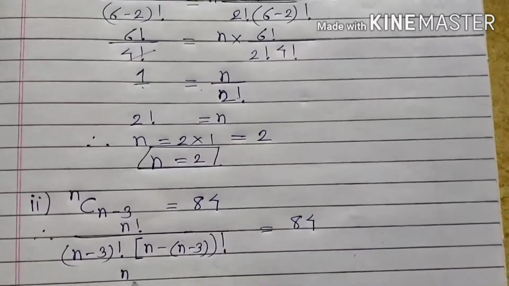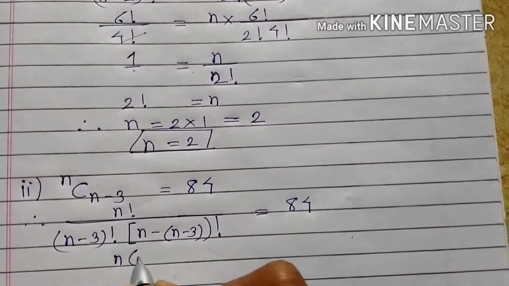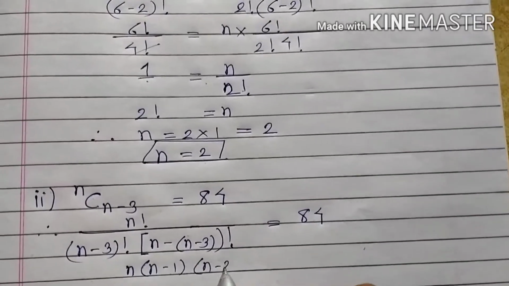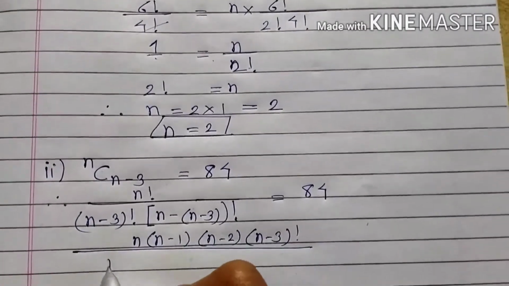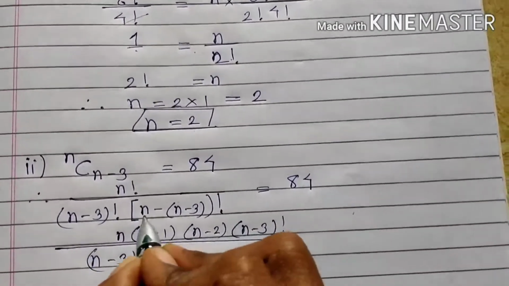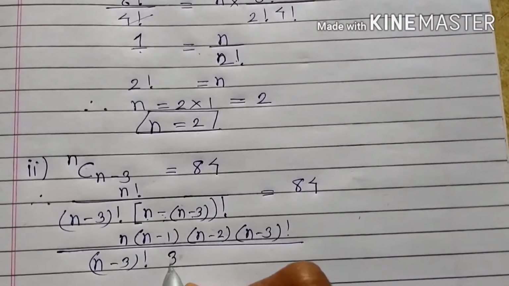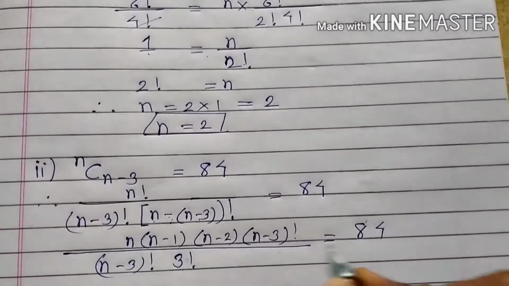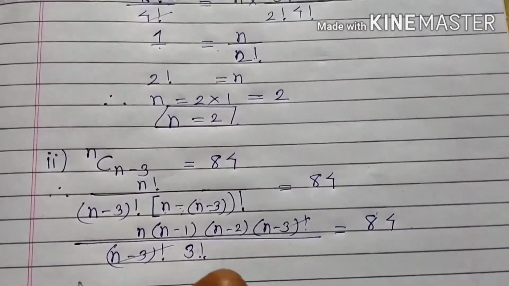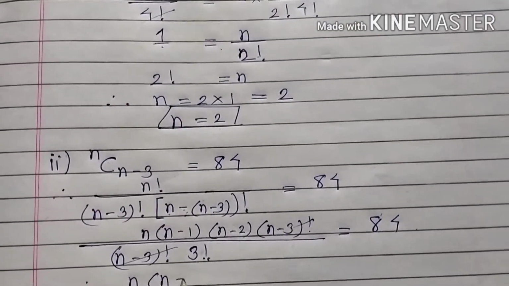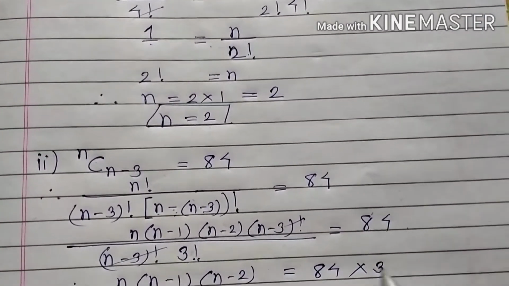So this n factorial can be distributed as n, n minus 1, n minus 2, (n minus 3) factorial upon (n minus 3) factorial, and upon this 3 factorial, which is equal to 84. This (n minus 3) factorial cancels, and this 3 factorial is multiplied here. So therefore n into (n minus 1) into (n minus 2) is equal to 84 into 3 factorial.